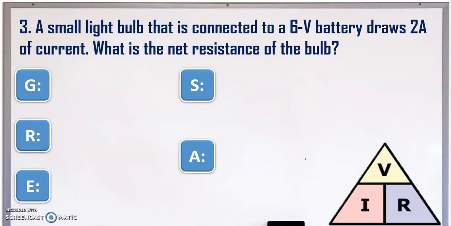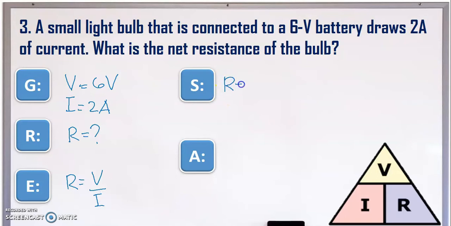A small light bulb that is connected to a 6-volt battery draws 2 amperes of current. What is the net resistance of the bulb? Given, V is equal to 6 volts and I is equal to 2 amperes. The required quantity in this problem is R. To compute for the resistance, we just have to divide voltage and current.